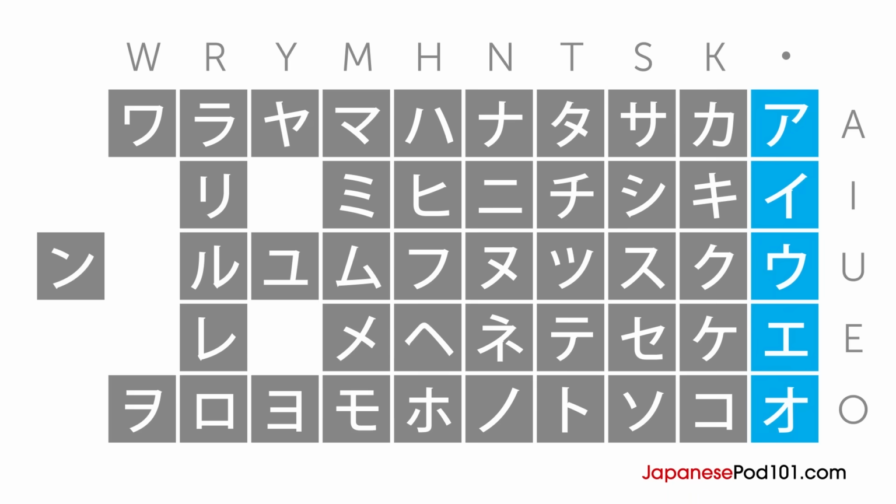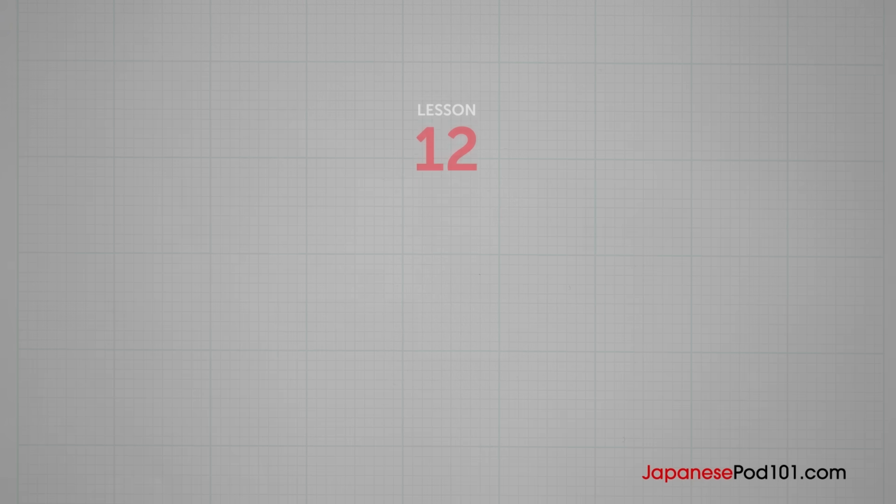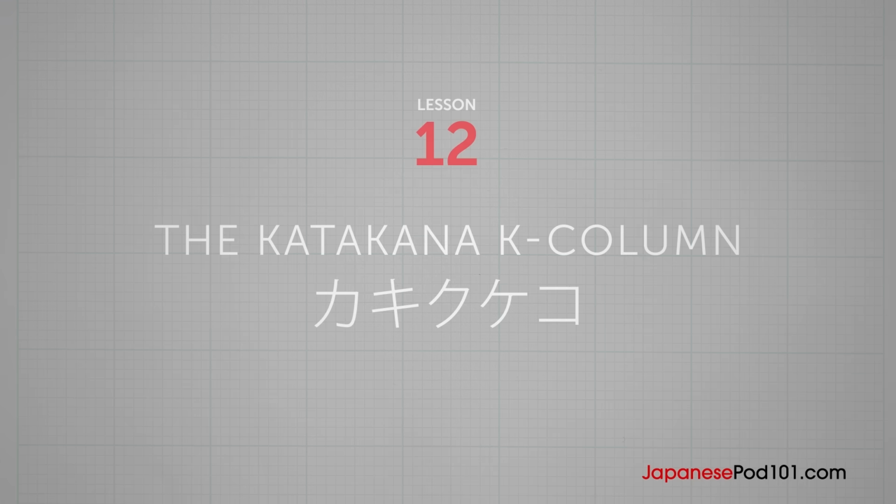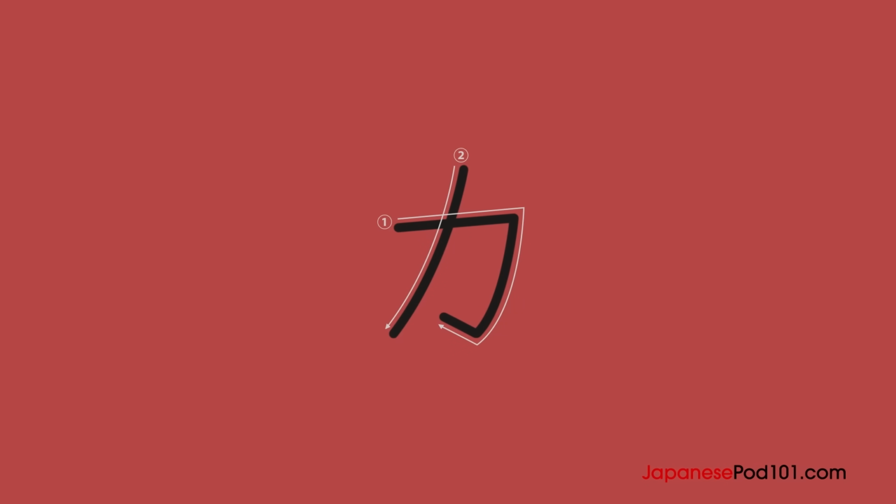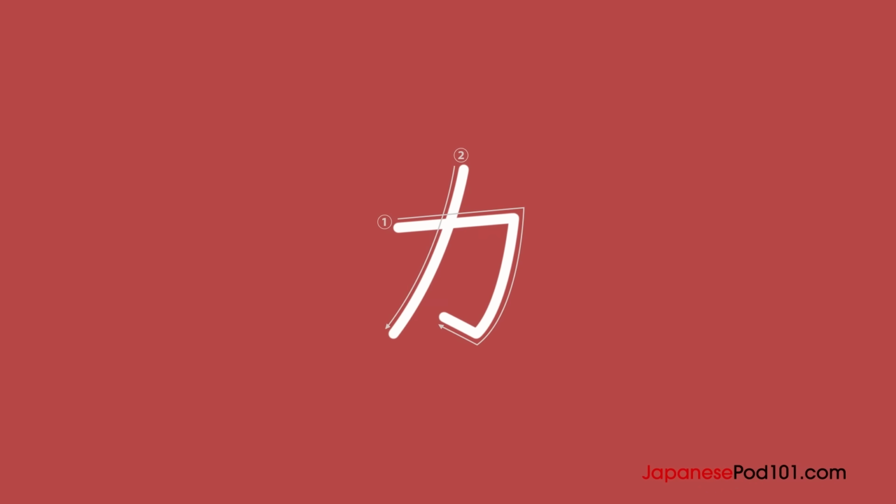You've learned these 5 katakana characters from the previous lesson. In this lesson, you'll learn 5 new characters. Remember the dakuten? We'll see it again in this lesson. The first katakana character for this lesson is ka.